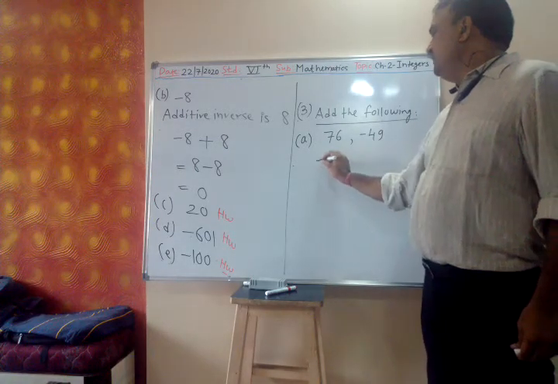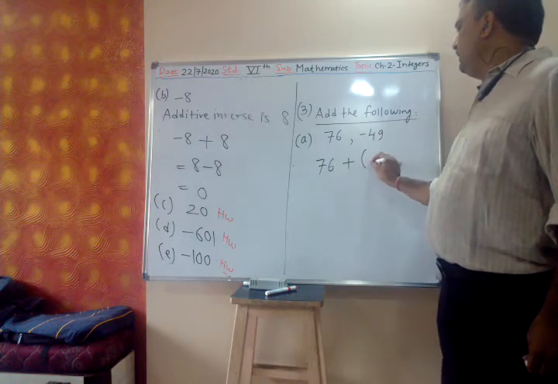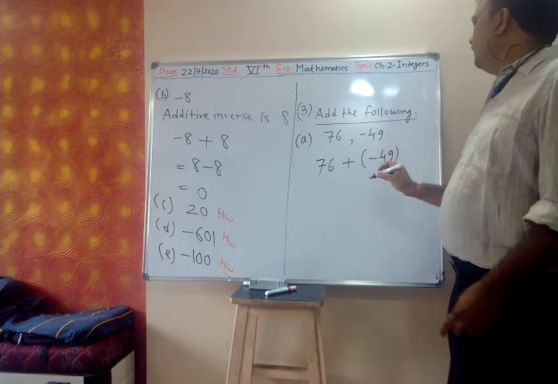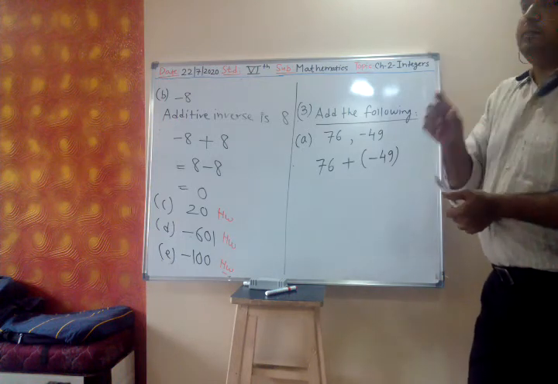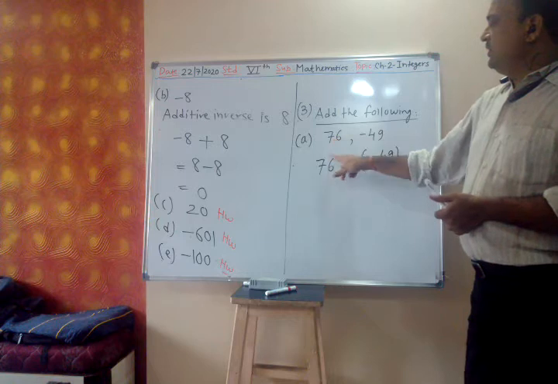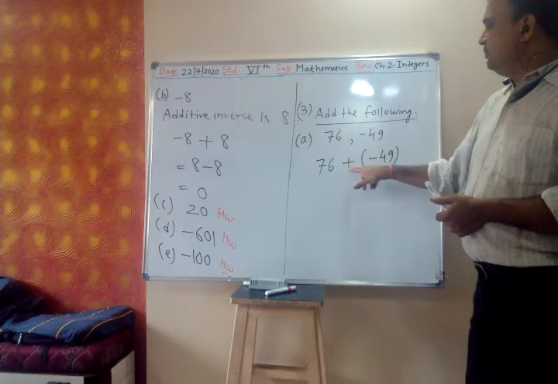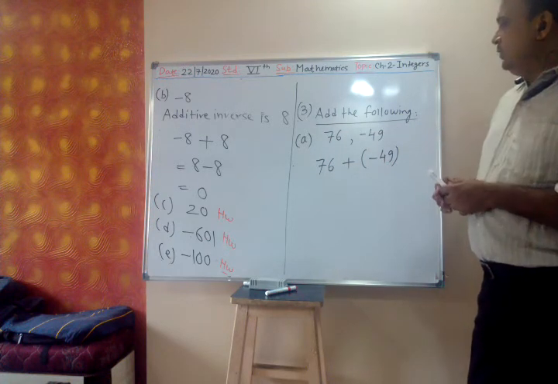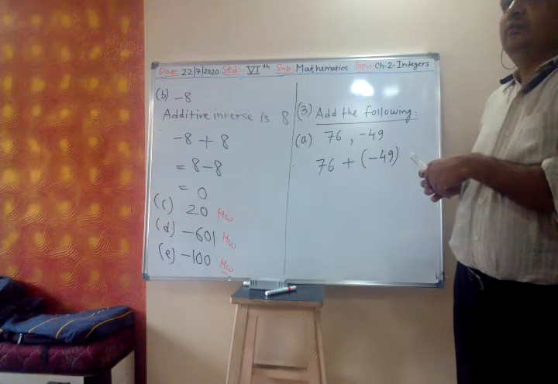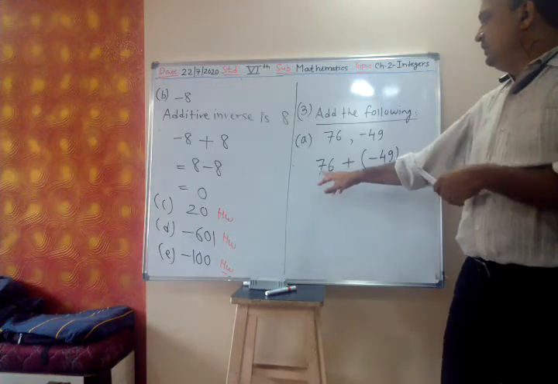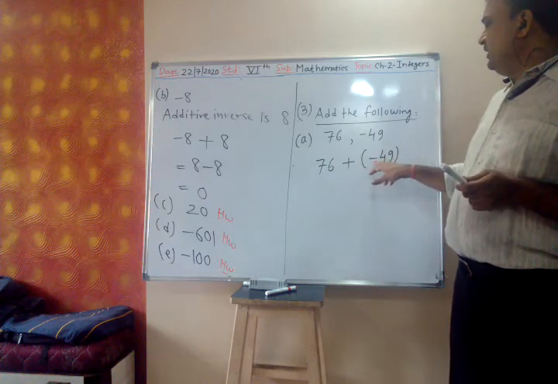So I will write 76. Add means plus. Which number? Minus 49. Add the following means you have to write plus between two numbers. You are given the number 76. You are given the number minus 49. Add means you have to write plus between them. Now you tell me, what is sign of 76? Plus. What is sign of 49? Minus.